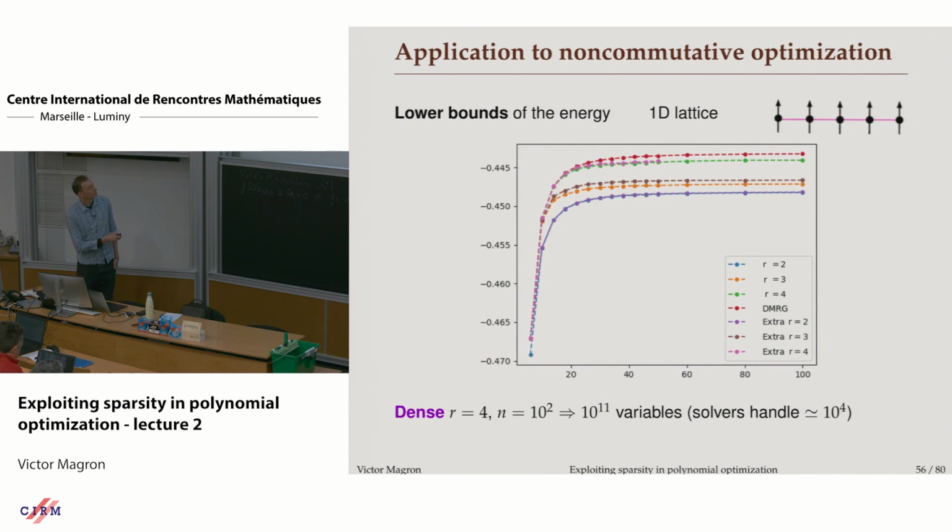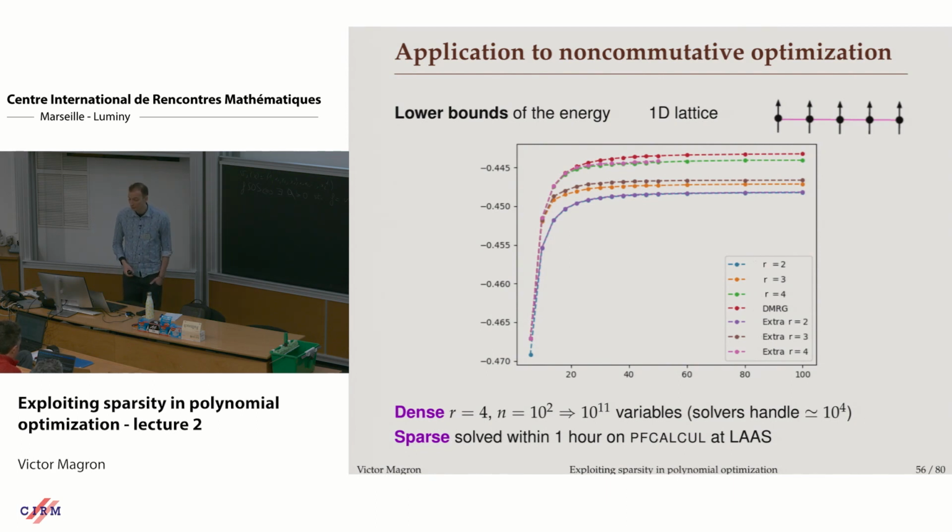Just to give you some numbers, if you try dense at relaxation order 4, with 100 variables, then you have billions of variables. Today, a modern server or a modern laptop can handle maybe 10,000 or 100,000 variables. It's way too big. And so the sparse analog can be solved in 1 hour on some cluster from the lab.